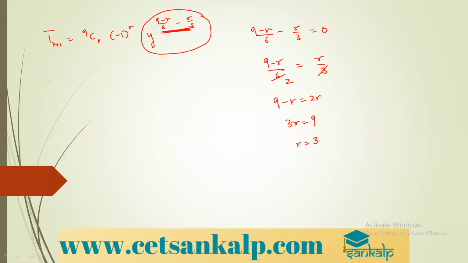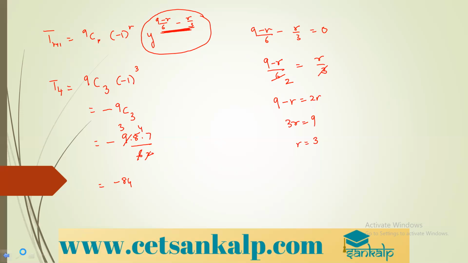Because I got r as 3, I will have the fourth term, that is 9C3 into minus 1 power 3, r is 3. So minus 9C3, the fourth term, is independent of y. I can simplify this: minus 9 into 8 into 7 by 3 twos, 3 threes, 2 fours. So minus 84 is the term which is independent of y.